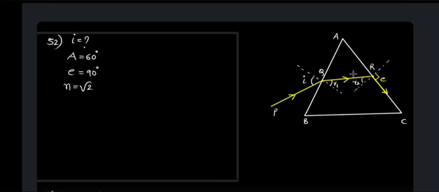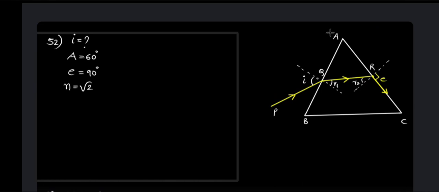Okay, and I know the relation, right? R1 plus R2 is nothing but the angle of prism. From there, I'll find out R1. And using Snell's law on the interface AB, I'll find out I, because I'll be having R1. Okay, so let's do it step by step. So first step is to find out R2.